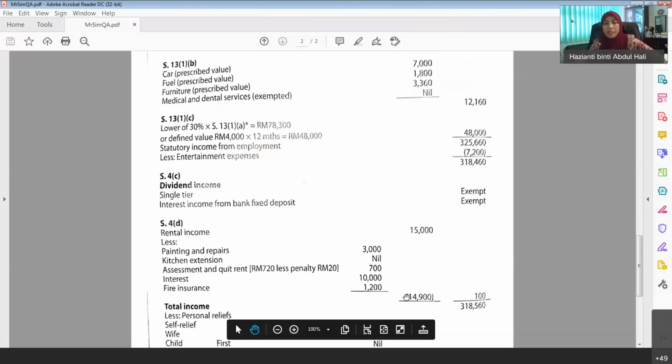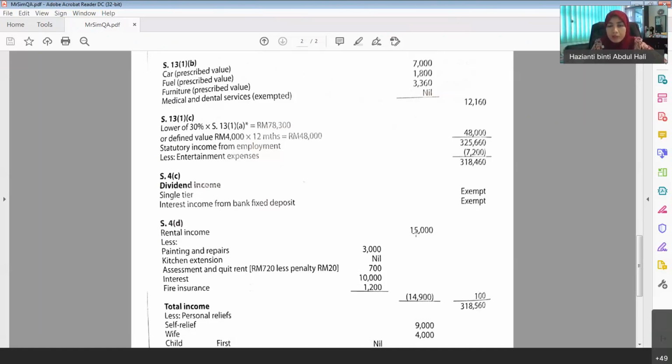Nampak tak? So at the end of the day, the rental income that will be taxed is only 100 ringgit. Right, looks like, oh, kita dapat sewa, you get a rental income, but the government want to tax you, eh? But not really. Whenever you have expenses related to that rental income, it can be deducted, right? So here, as we can see, end up dengan the rental income is only 100 ringgit. So we add everything up, so we will get a total income of 318,560.